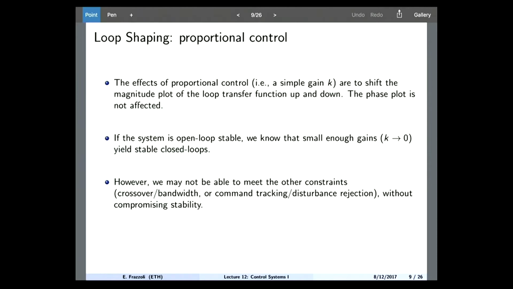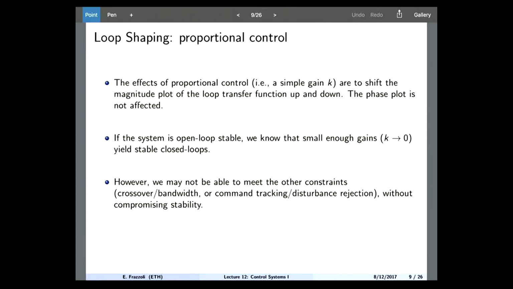Questions? So these are the building blocks, okay? So what are the effects of proportional control? As we said before, if you just multiply your loop transfer function by k, then the only effect is to move the magnitude plot up or down. The phase plot is not affected.